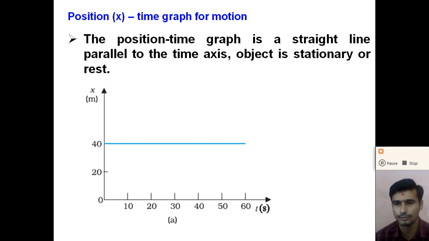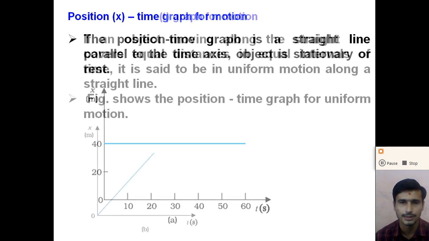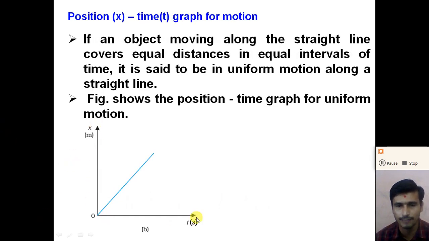The average velocity of the object will be 0, because when the object is at rest, the velocity of the object is 0. But instead of this, if the position-time graph is a linear, straight line, the object travels equal distance in an equal interval of time, and the motion of the object is said to be a uniform motion. So for the uniform motion, the position-time graph is a straight line, or we can say linear.